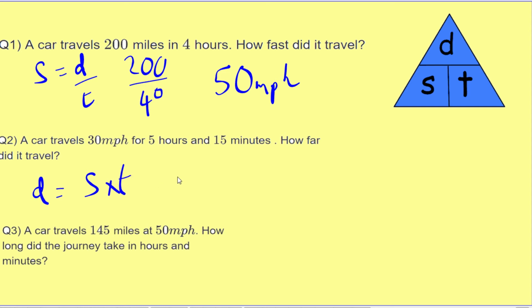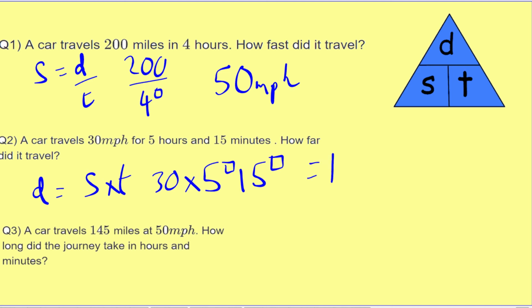So we're looking for the speed, which is 30, and the time is going to be 5 time button, 15 time button. So 30 times 5 time button, 15 time button equals, and then it gives you a bit of a weird number on your calculator, but if you press the SD button, it'll turn it to a decimal, and how far did they travel?